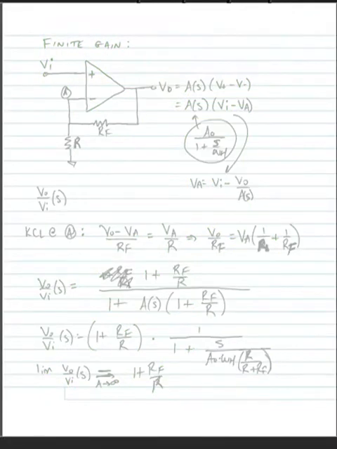We're now going to look at the effects of finite gain on our amplifiers. Alright, so let's say that we have a non-inverting amplifier. We put our input in on the non-inverting terminal of the op-amp. We put our feedback around the inverting terminal of the op-amp.